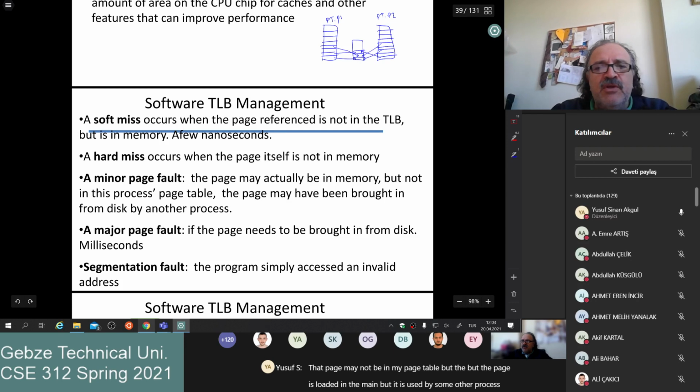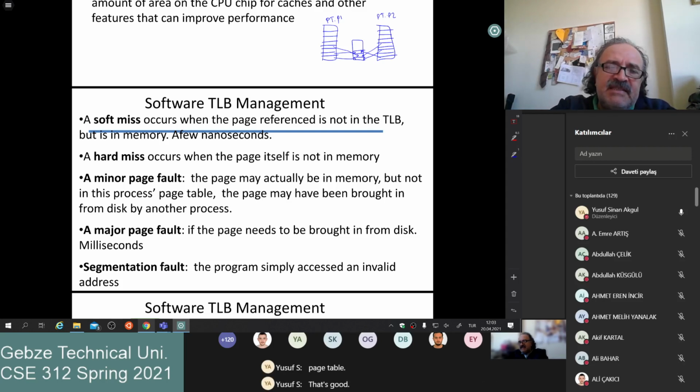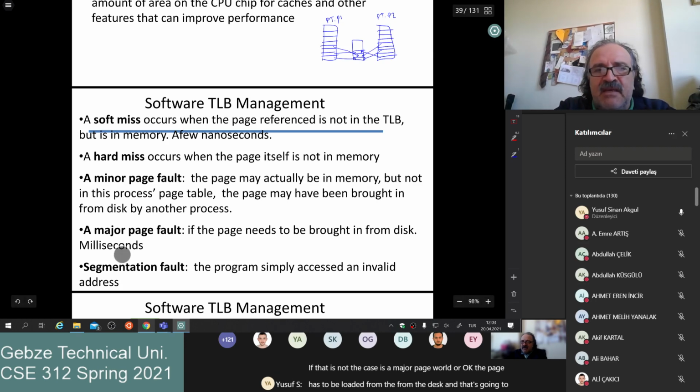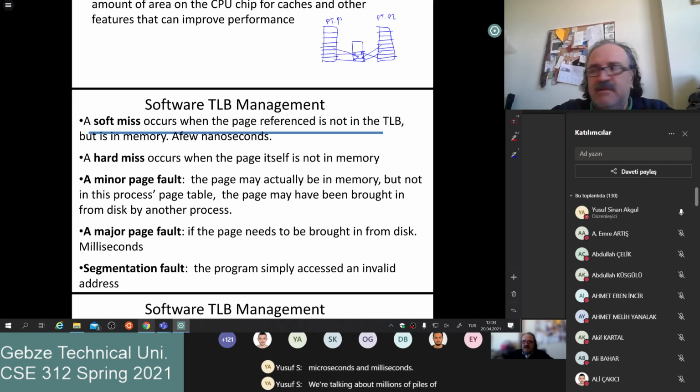That's called a minor page fault. I don't have to load anything from the disk. All I am doing is just updating my page table. That's good. If that is not the case, it's a major page fault. The page has to be loaded from the disk, and that's going to take milliseconds. As you see, nanoseconds, microseconds, and milliseconds. We are talking about millions of times of difference.